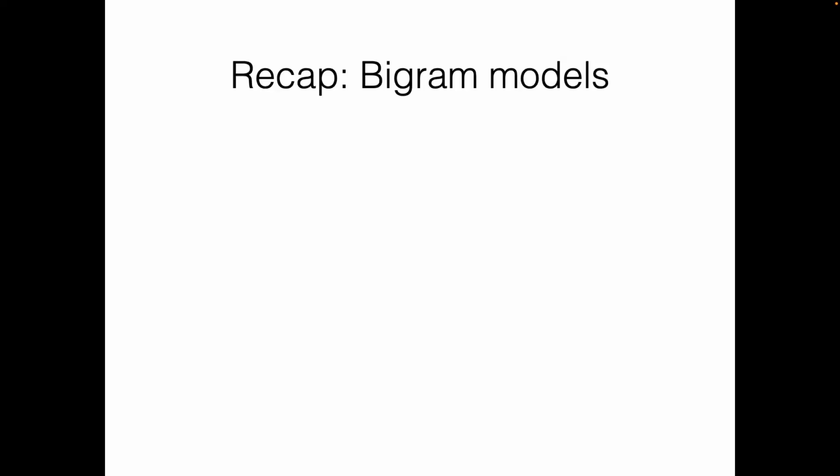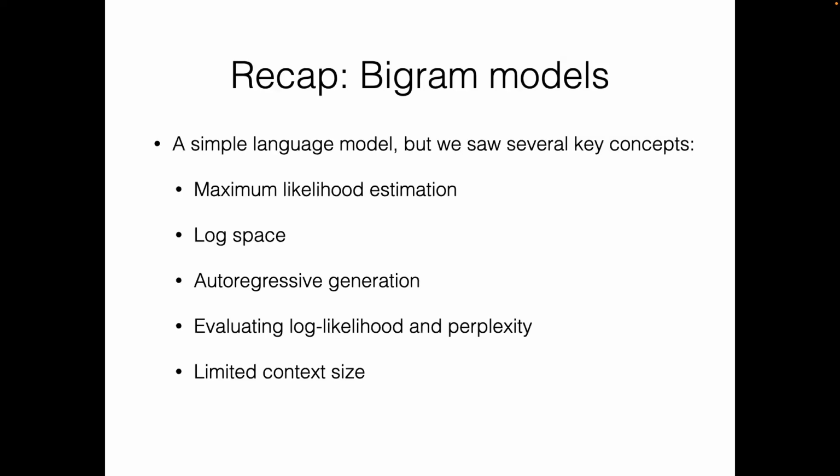So to recap, that's it for the bigram models. This is a really simple language model. It uses this really naive assumption that the probability of a token only depends on the previous token. But we actually saw some really important concepts that will apply throughout the course. We saw maximum likelihood estimation, and this will turn out to be the way that we pre-train really large language models.